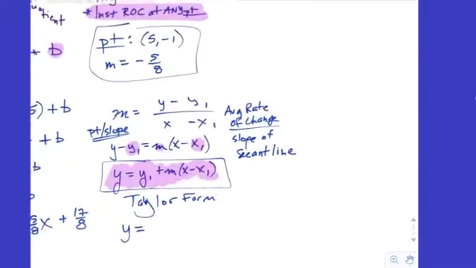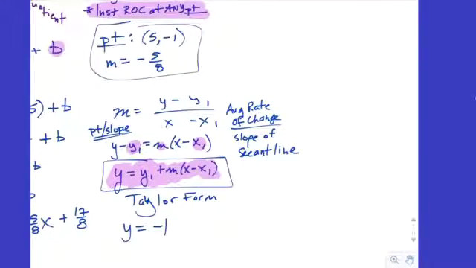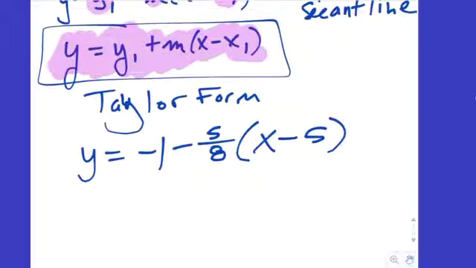It was negative 1, plus the slope, which is really now minus 5/8, times x minus the x value of 5. Done. There's the equation of a line. I didn't have to do a two-step process of plug in, solve for b, and then plug back in. I just drop it in and walk away. That's the equation of a line.